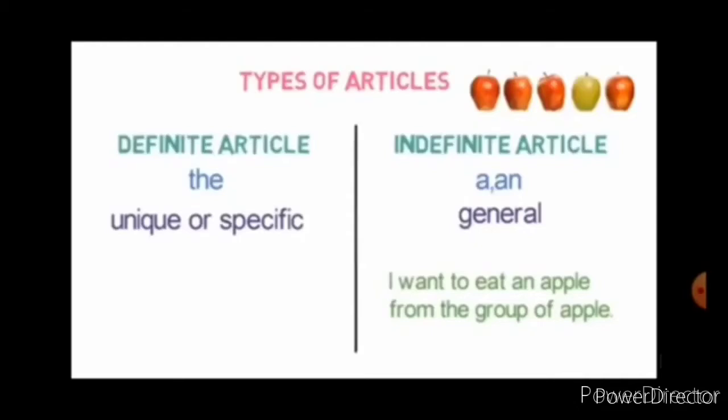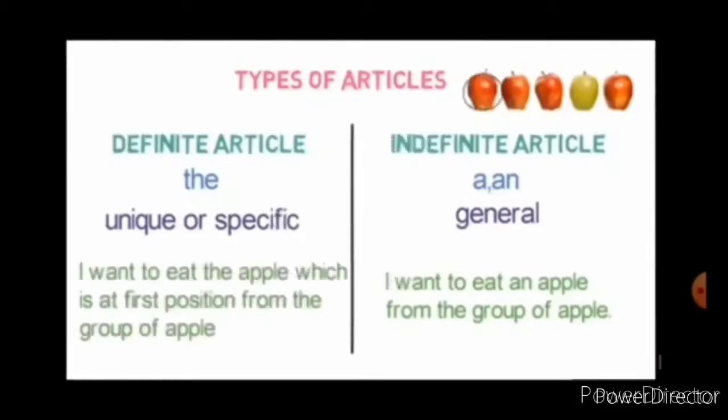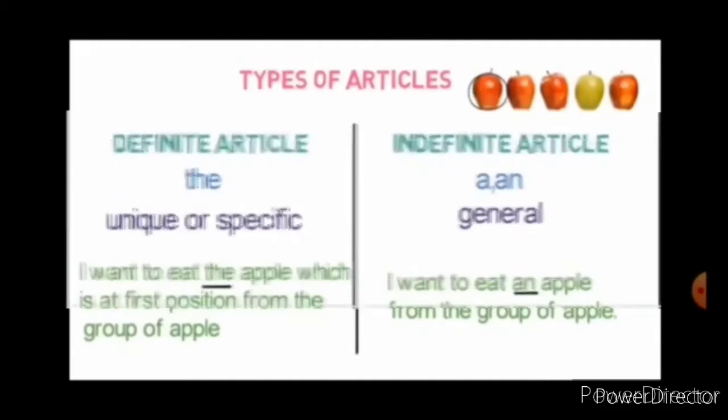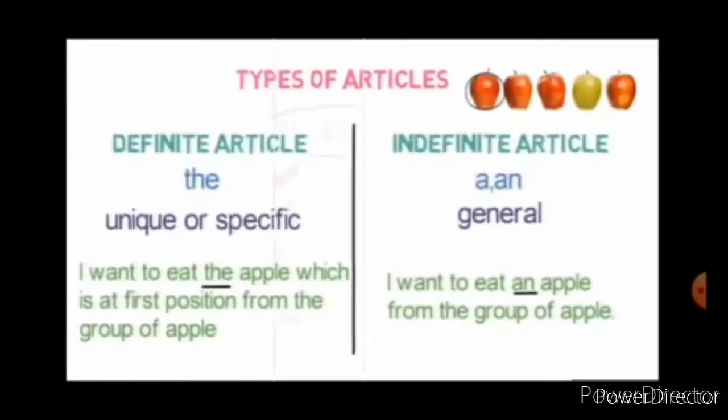Now, suppose you want to eat a specific apple from the group of apples. Take the first one. What will you say? You will say, I want to eat the apple which is at the first position from the group of apples. Children, notice here how we use "the" for pointing out the specific apple and "an" for generalizing the apple.